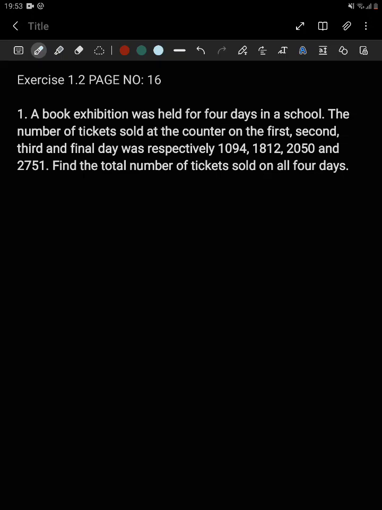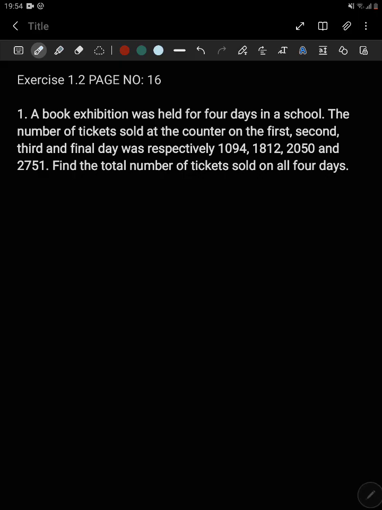Let's go for exercise 1.2 of class 6, that is available at page number 16. So 4-5 questions we will solve in this session. So first question is here.